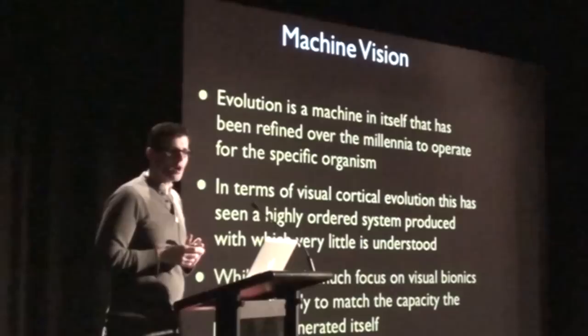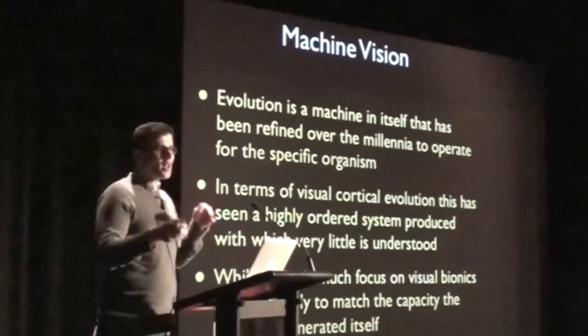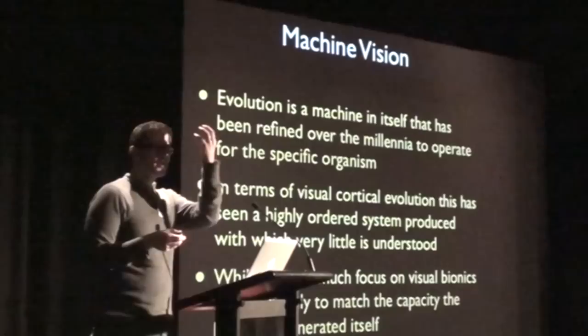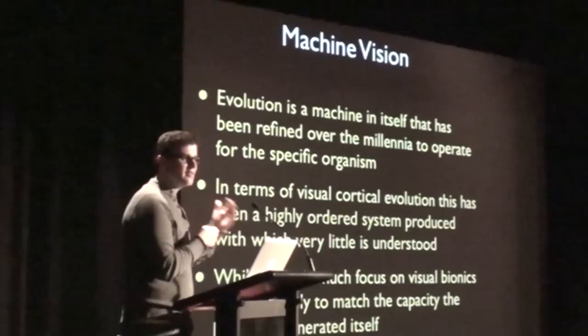In terms of visual cortical evolution, this has been the production of a highly ordered system. And like I said to you, we don't even yet understand what each of those specific cortical areas has as its role in visual processing. We can't fully understand, with the technology we have today, how we can recognise faces. What is it that's recognised as faces?